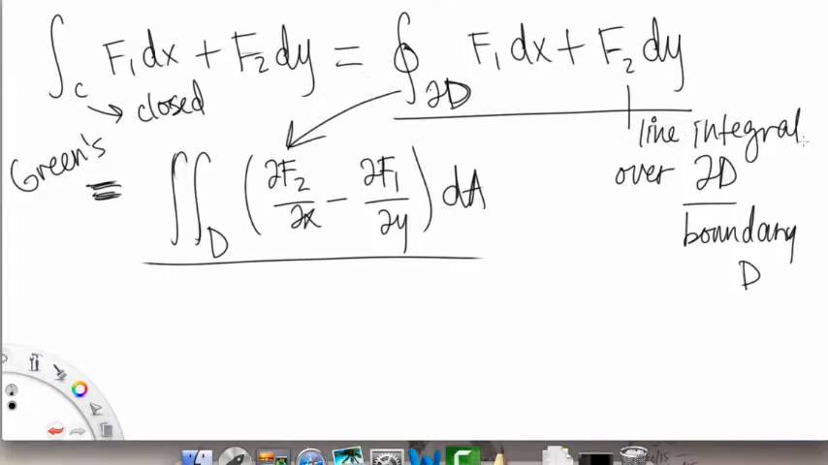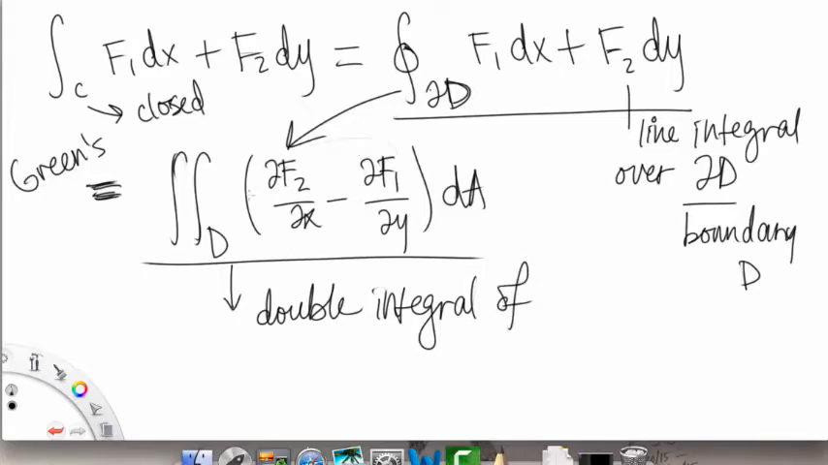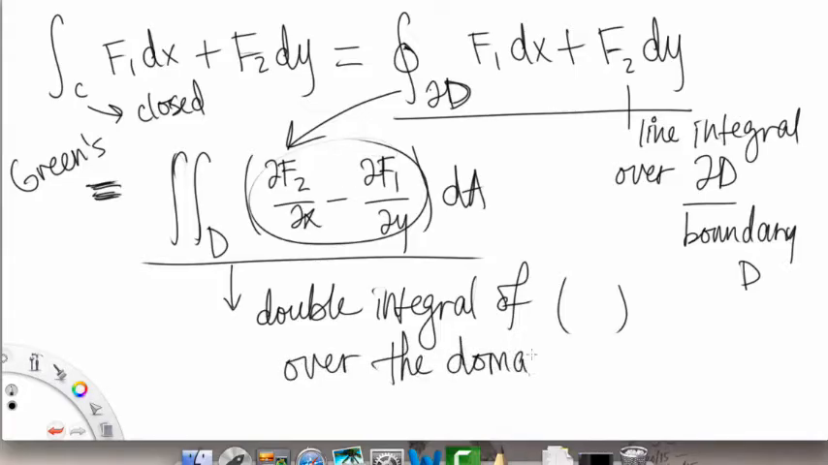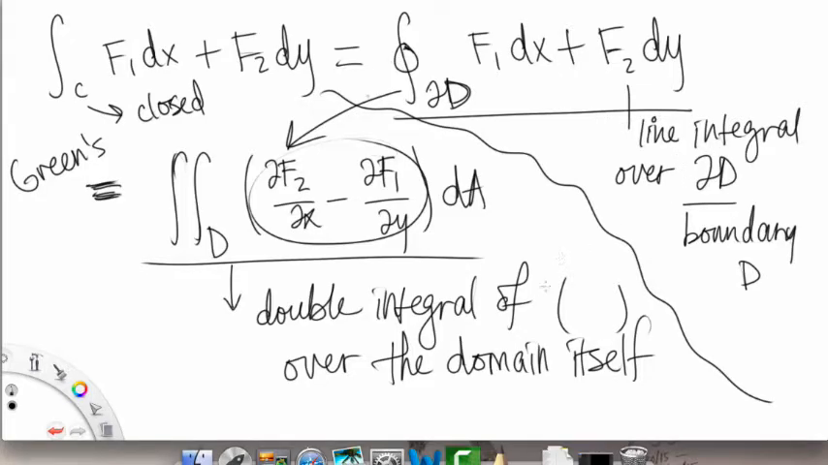So what we're starting with is the line integral over the boundary of D, and this is basically equalizing it to the double integral, as you can see by the double integral signs, of everything in parentheses, over the domain itself. Okay, so this is a very important distinction to make between these two things.